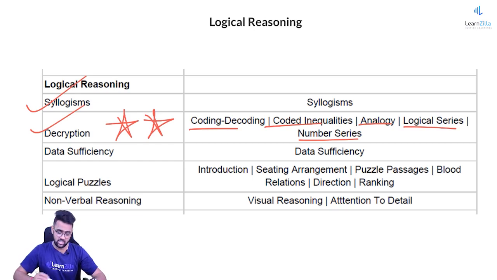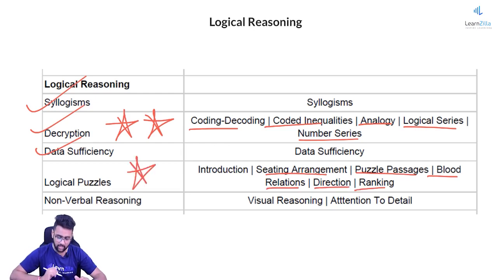And data sufficiency, again, is like syllogisms. It's a given that you have 5 questions kind of a thing in an examination if that is part of your topic. Then you have logical puzzles. Logical puzzles mean you have seating arrangement, puzzle passages, blood relations, direction sense, ranking. This is also again a very, very important topic. And you have nonverbal reasoning, which comprises your visual reasoning and attention to detail.